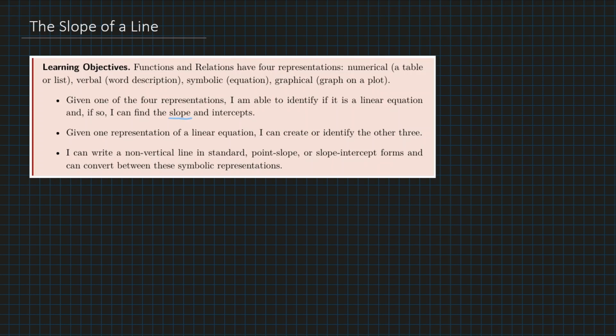The next one, given one representation, I can identify the other three, being graphical. This is not so much here, but translating it back from graphical to an equation is where we're building up to. And the last one, we're going to be talking about non-vertical lines and different types of forms: standard, point slope, and slope intercept forms. For each of these, we're building up to that by defining the slope.